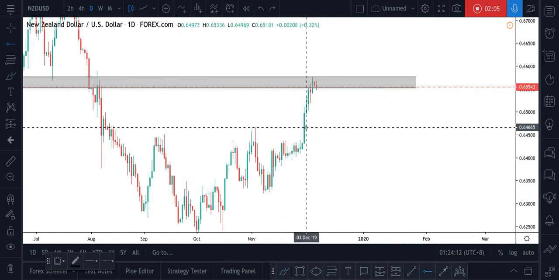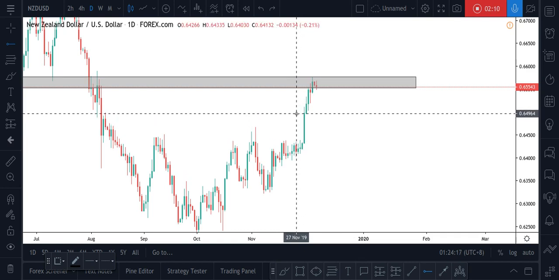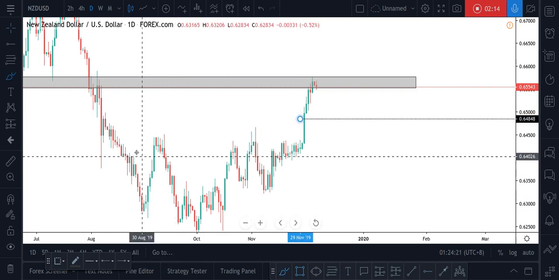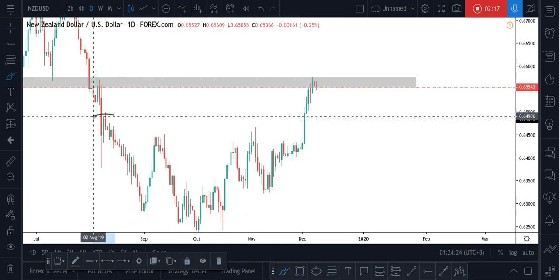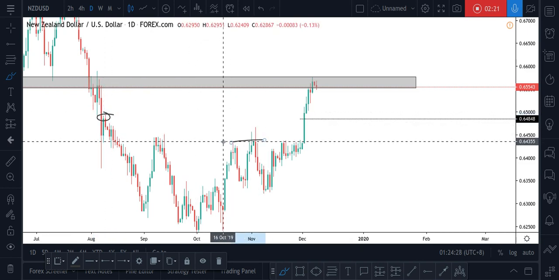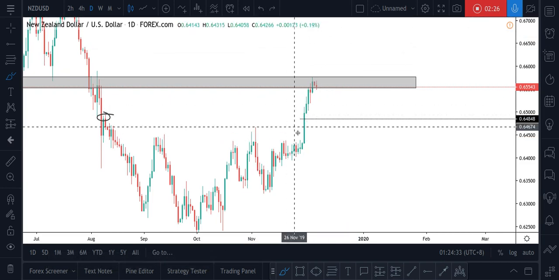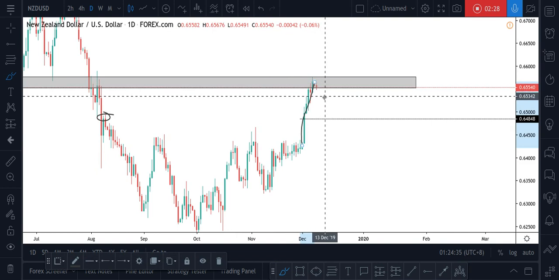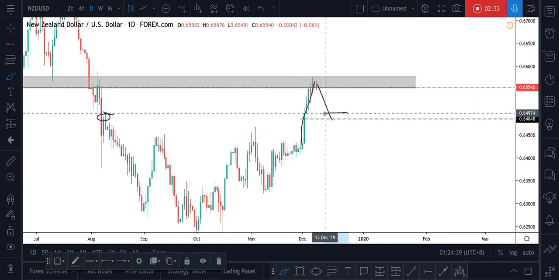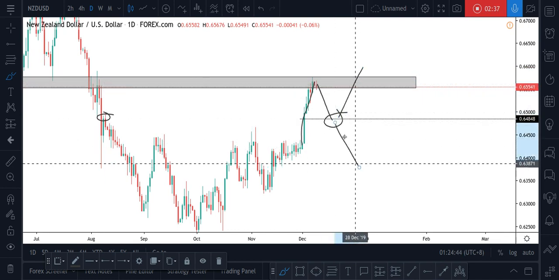Now my first target will be at around this area over here. Why do I pick this area? Because we have a previous strong support and resistance area over here, and my second target will be around this neckline of the support area over here, because the market is basically overextended to the upside. So an overextended market needs to make a retracement in order to make its next move to the upside or to the downside.